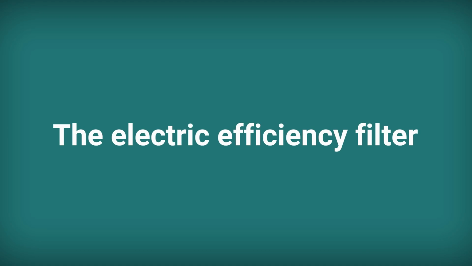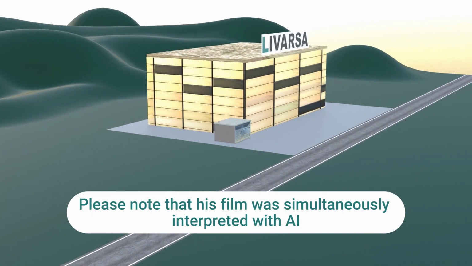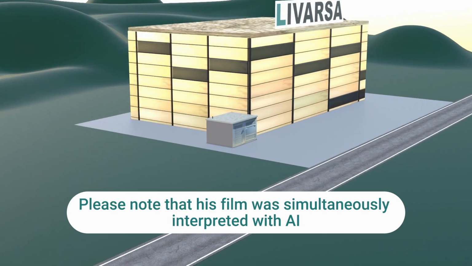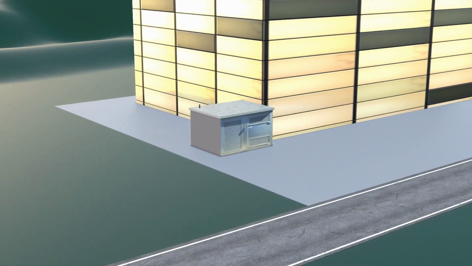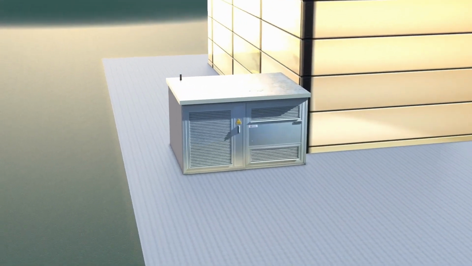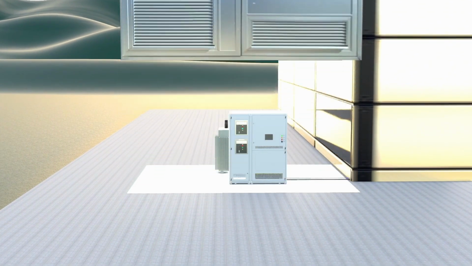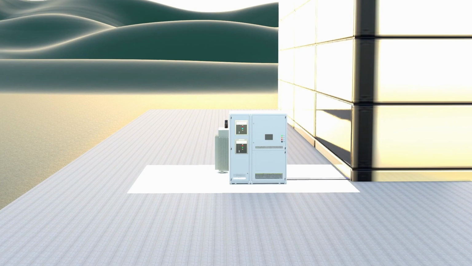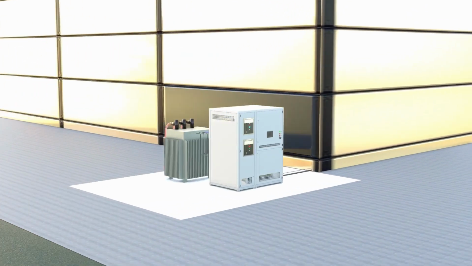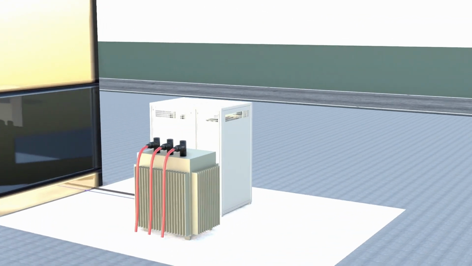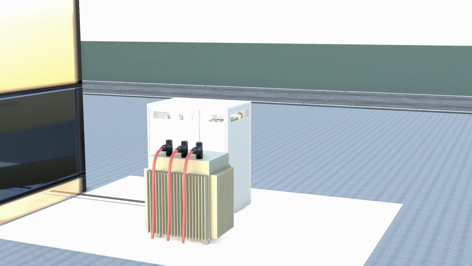An efficient electric architecture for success relies on multiple components. One of them is the efficiency filter, which offers notable benefits to power-intensive companies in particular. The handover point of the energy provider is the transformer station. The energy provider delivers the energy through the red cable to the medium voltage transformer.